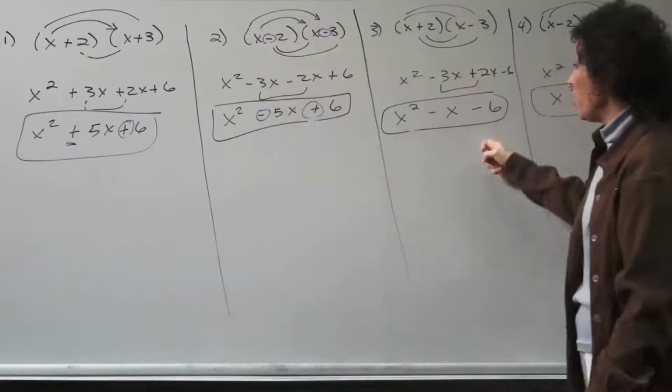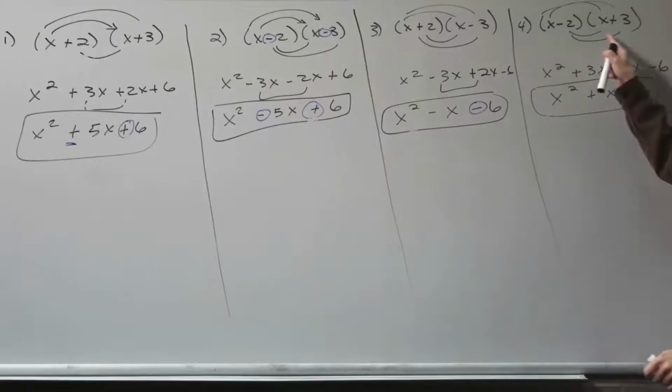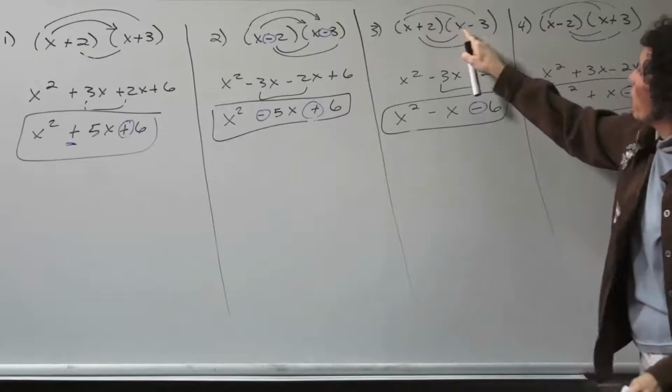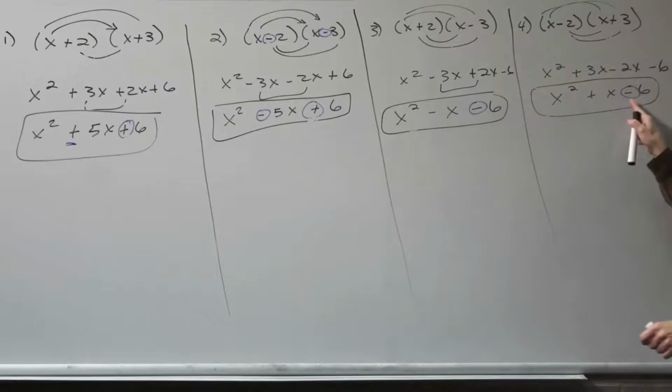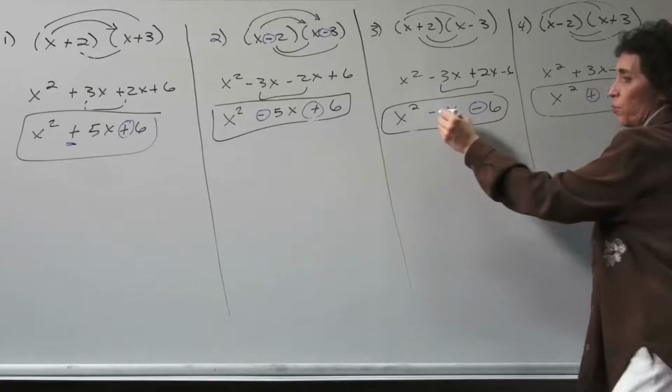Okay? Take a look at this. Why are these negatives? Well, these are negatives because these signs are different. So when this last sign is negative, it tells me my signs are different. And then this middle sign is going to depend on a few different things.